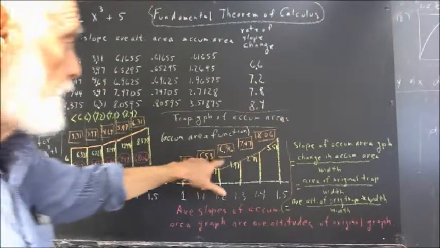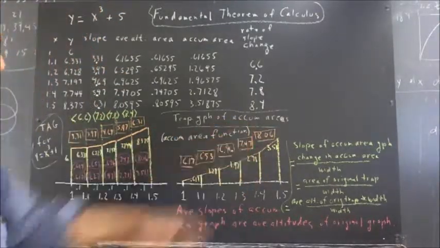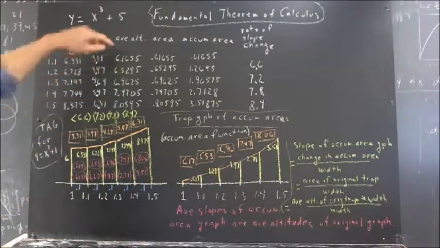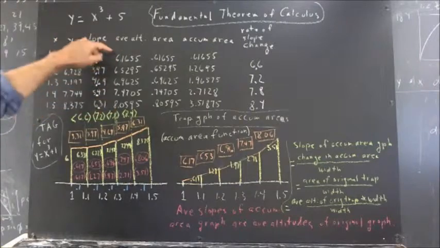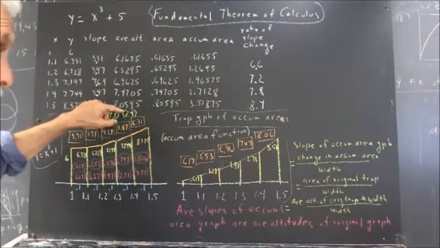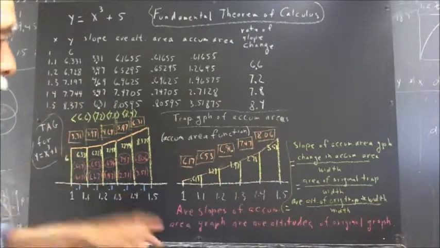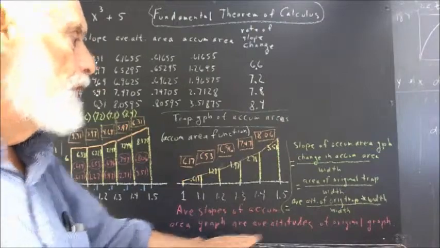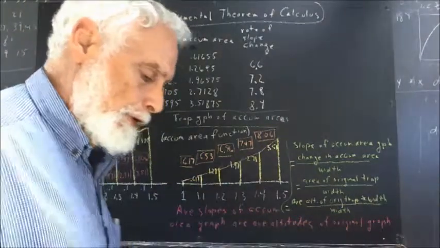Now, we've rounded these numbers off. If they'd been expressed exactly, they would have come out exact, and they would have been exactly the same as the average altitudes. You can see that these numbers are the rounded values of the average altitudes, so that the average slopes of the accumulated area graph are the altitudes of the original graph.